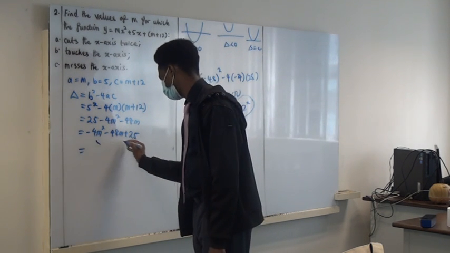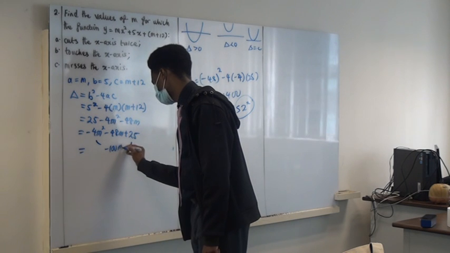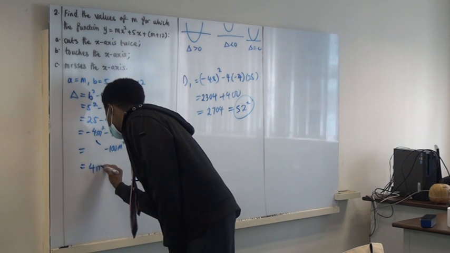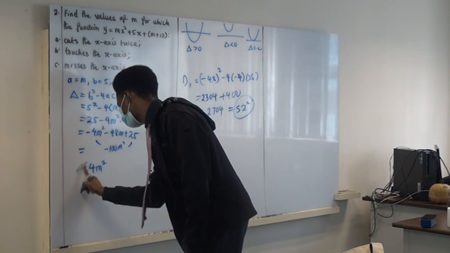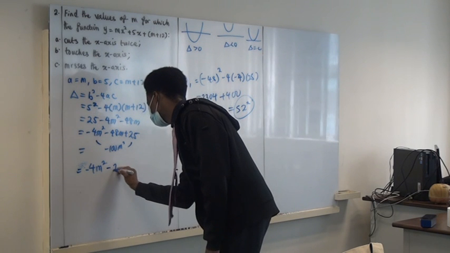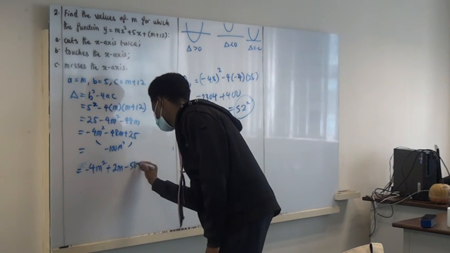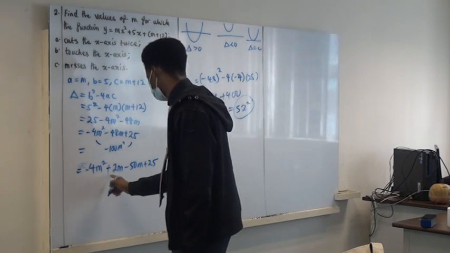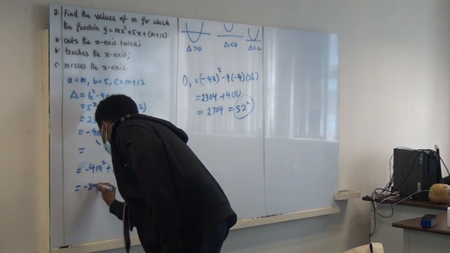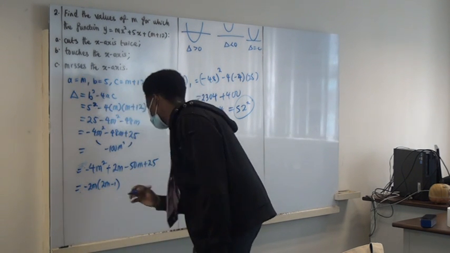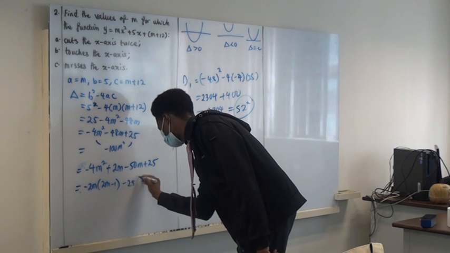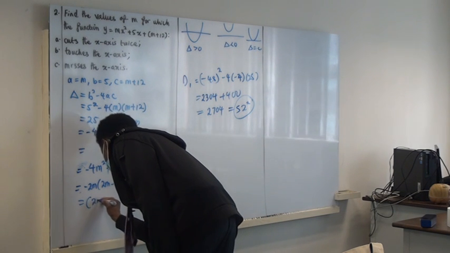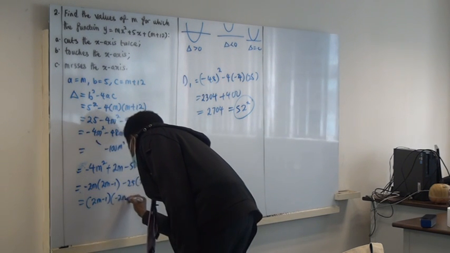So quickly, factors of 100: 50 and 2. Easy to spot, right? So we have minus 4m squared. I put the 2 first because of the 4, right? Is it minus 2 or plus 2? Plus 2, then minus 50, then plus 25. Understand? Yes. So from here, minus 2m times 2m minus 1, correct? From here, minus 25 times 2m minus 1 also. Then 2m minus 1 is common, and the rest is minus 2m minus 25.